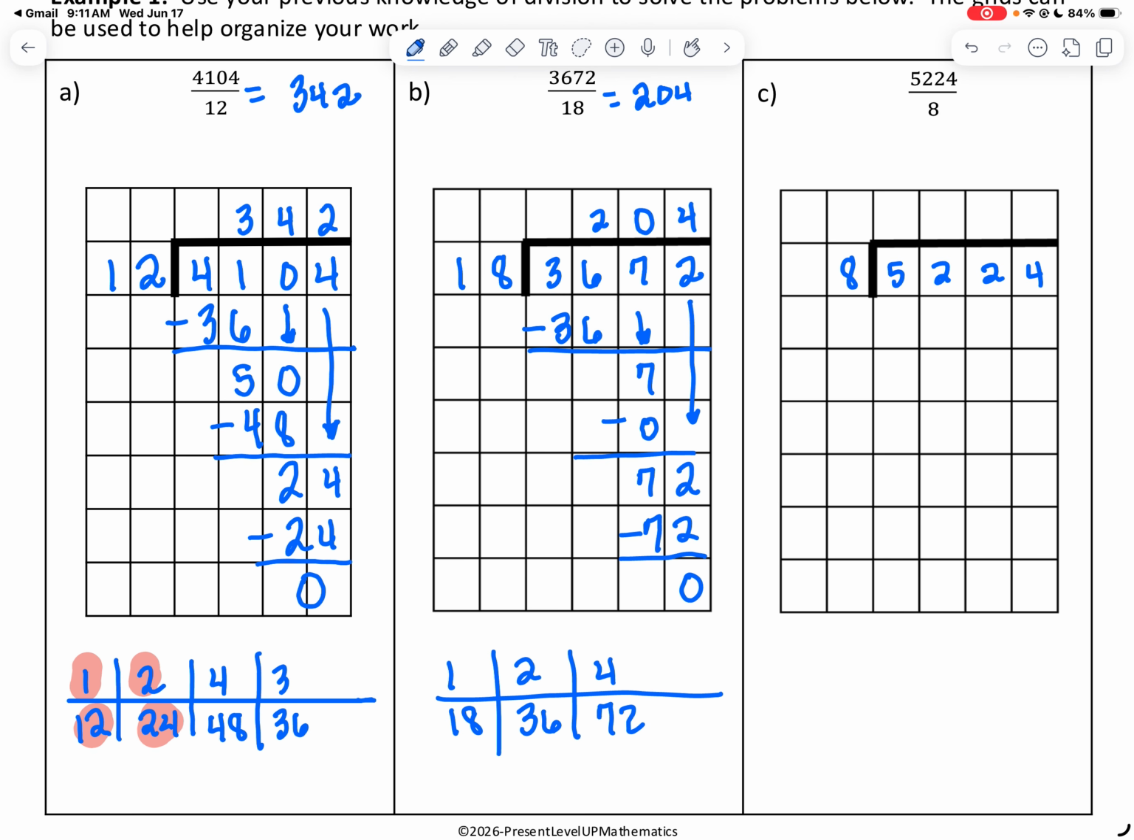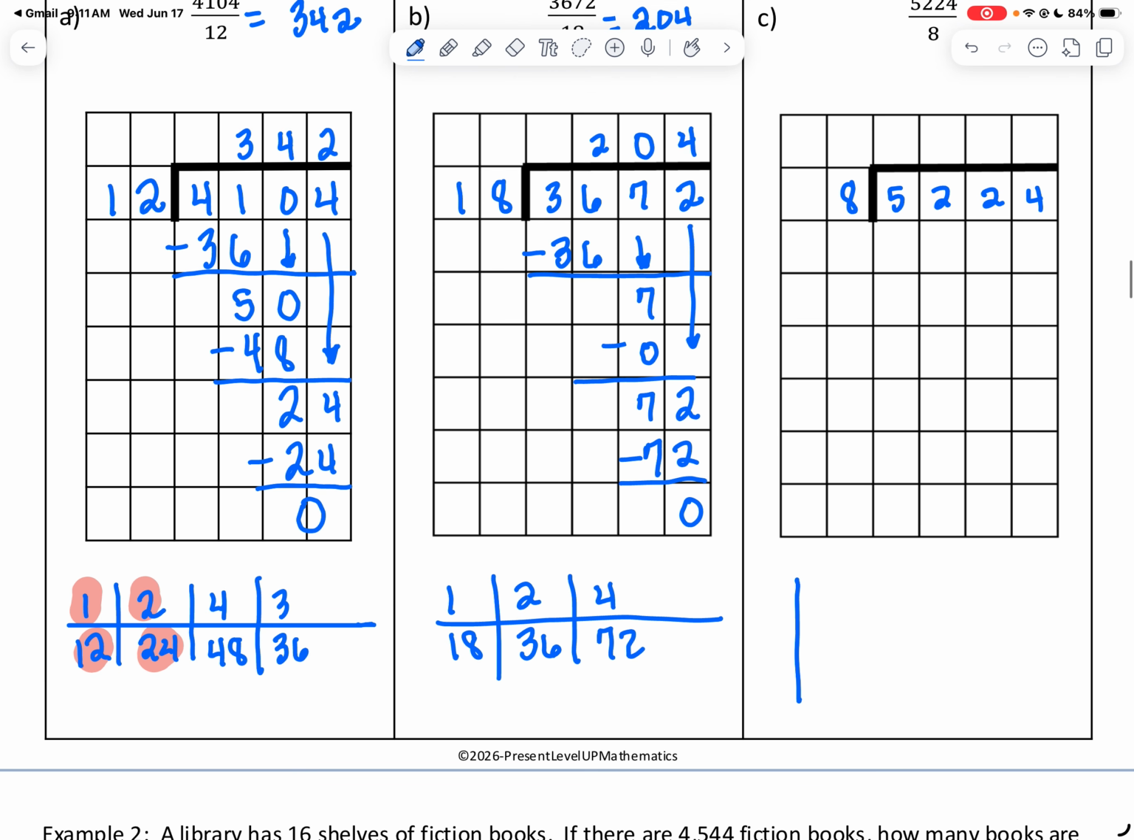5,224 was my dividend. Now, I made a ratio table down here for 8. 1 times 8 is 8. If I double that, I get 16. Double it again, 32. Double it again, 64. I don't know if I need more. I'll use those as a starting point, all right?